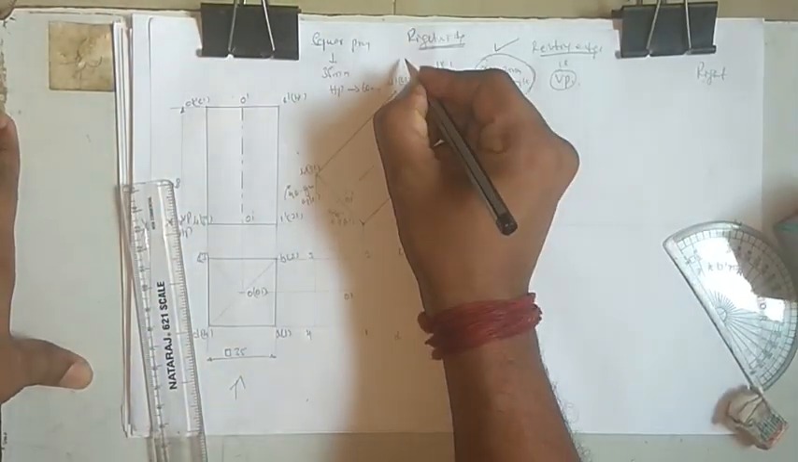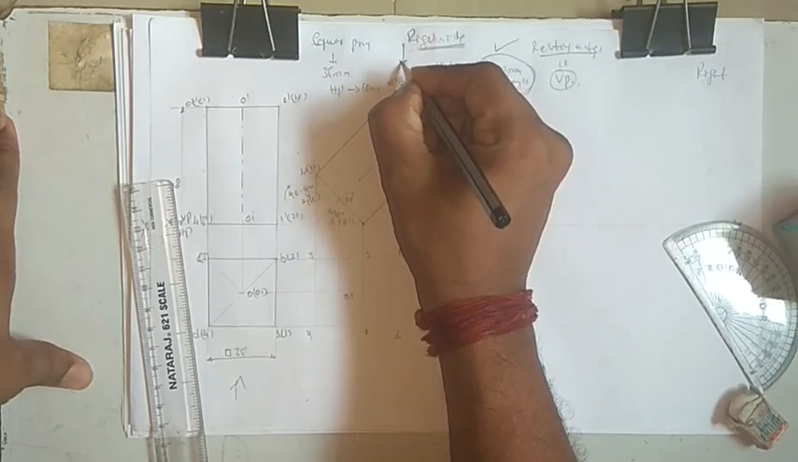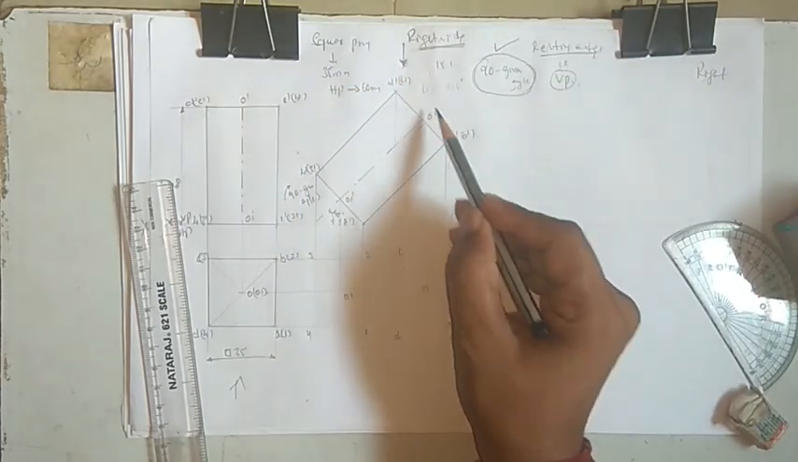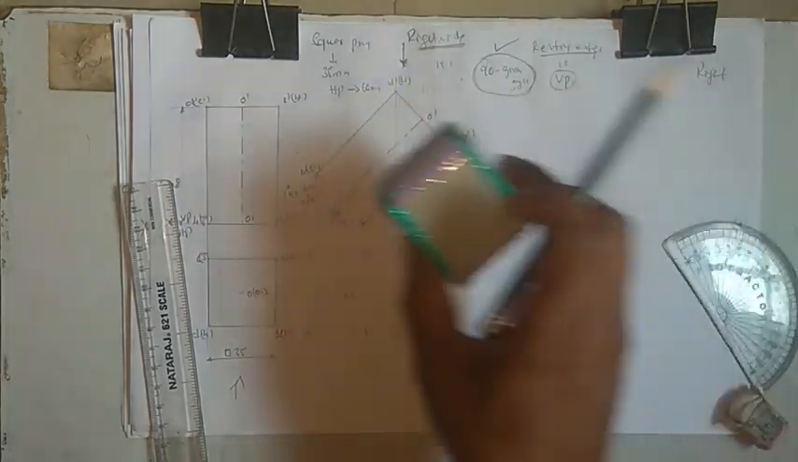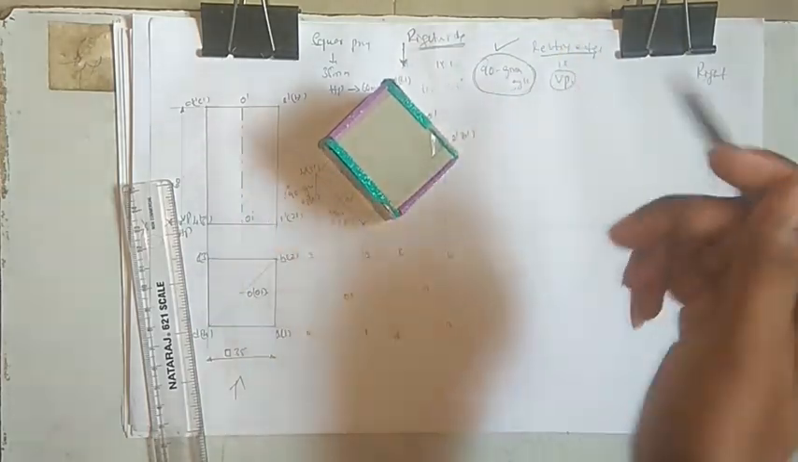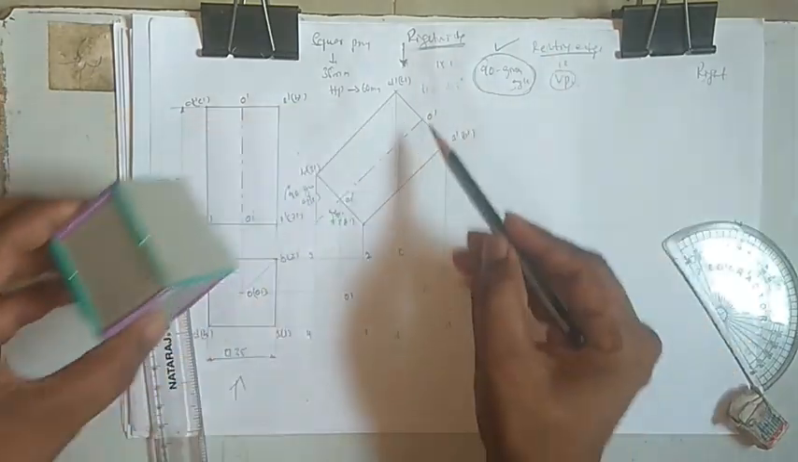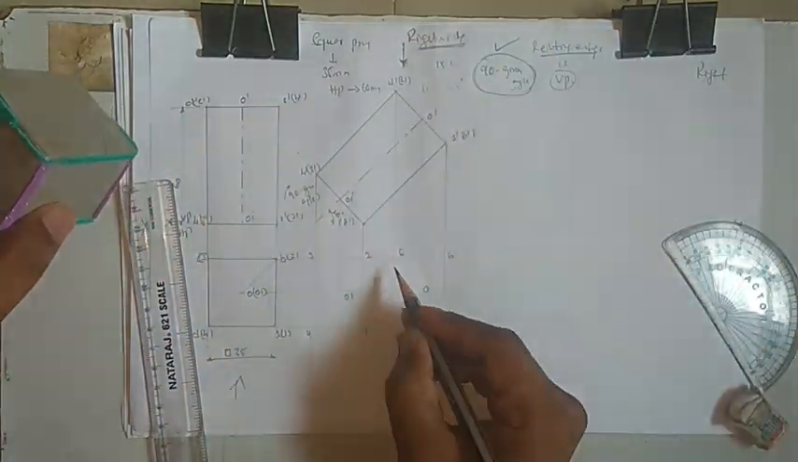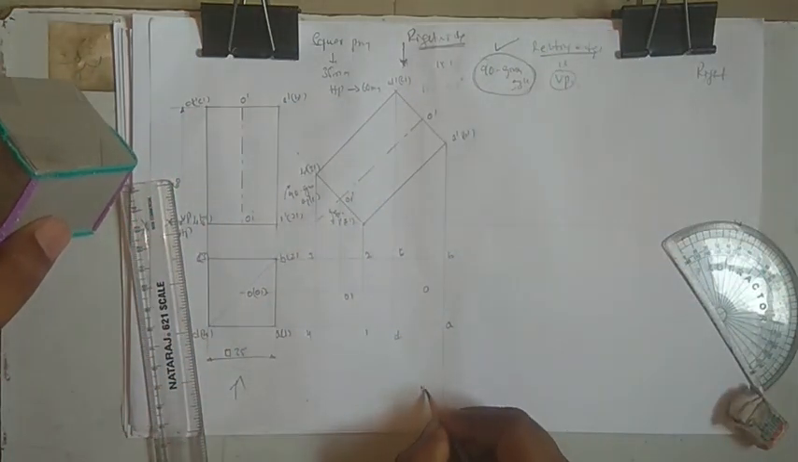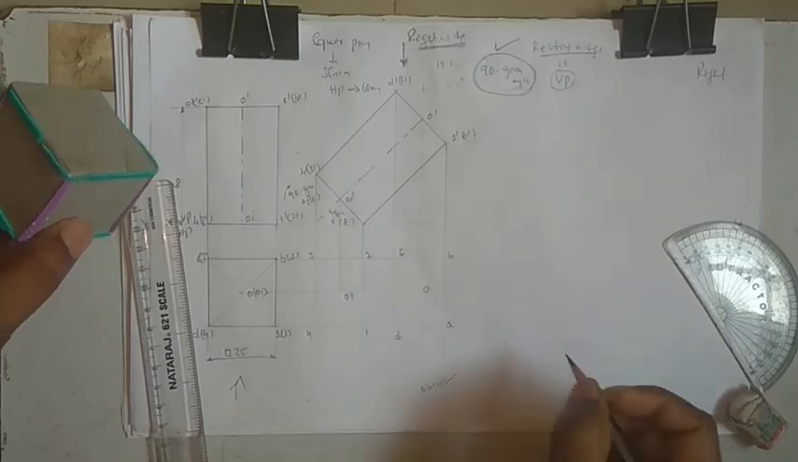You are viewing from here, that is from the top. So when you see from here, it is something like this. Now you can see this square face, that is ABCD. So ABCD is visible. If you want, you can just write ABCD is visible.